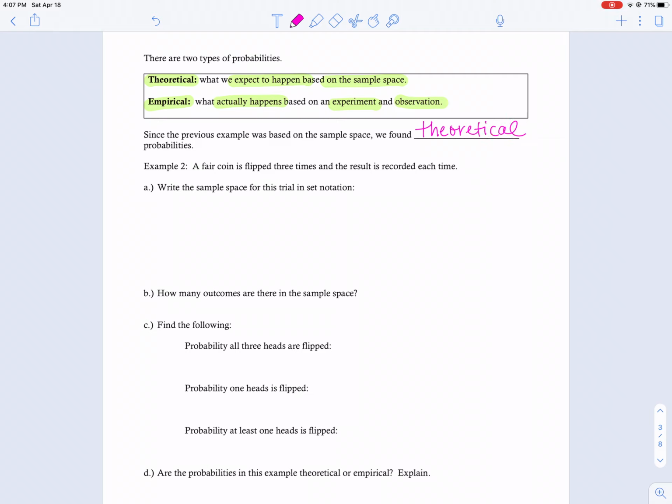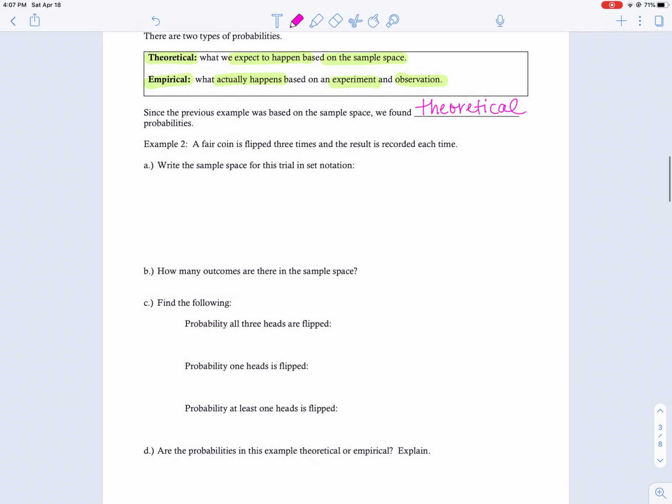Okay, so they're going to say to you, like, oh, in this example, in this experiment, then you're going to be talking empirical. But if not, it's just what we expect to happen, which would be theoretical. So, like, even in this next example, a fair coin is flipped 3 times, and the result is recorded each time. Write a sample space for this trial. So one way to write your sample space is how we showed it before.